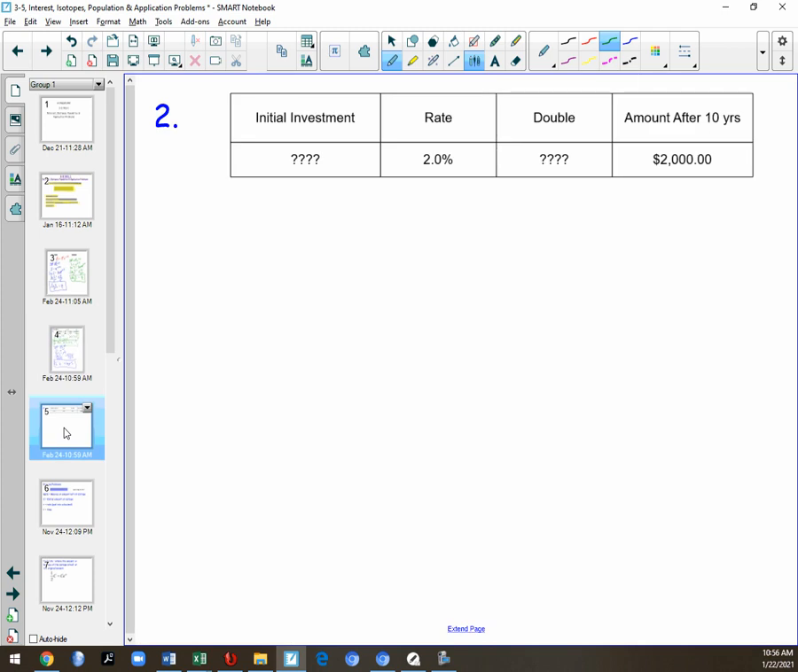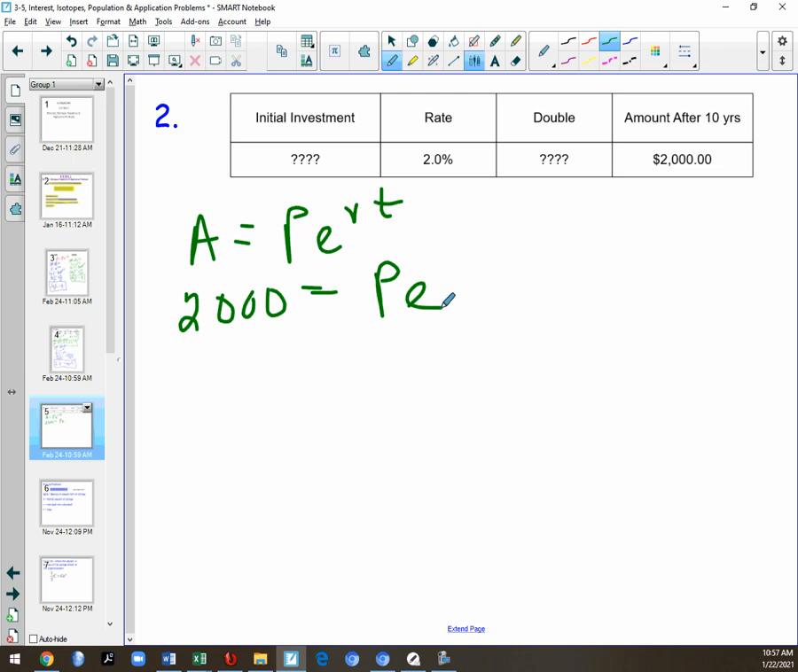Now let's keep going. Doing number 2. This time I'm giving you the rate and the time, and the amount that you have in your account after 10 years. So we're still using A is equal to PERT. Okay, we are going to say that we have $2,000 in our account. We have no idea how much we invested. We do know that it's a 0.02 interest rate, and we know we've been in it for 10 years.